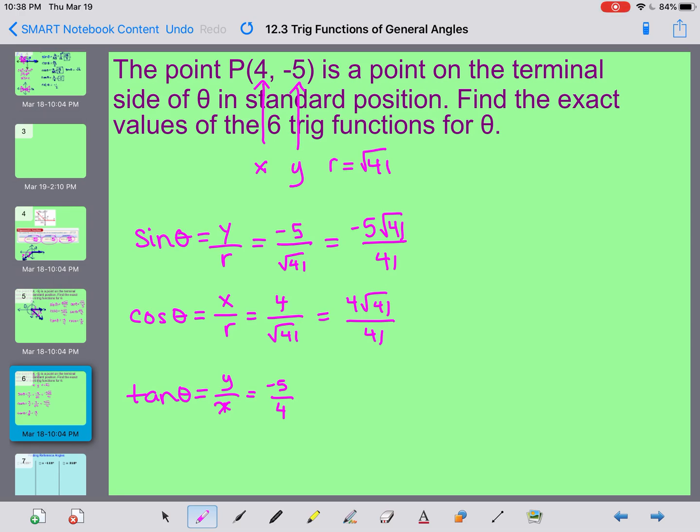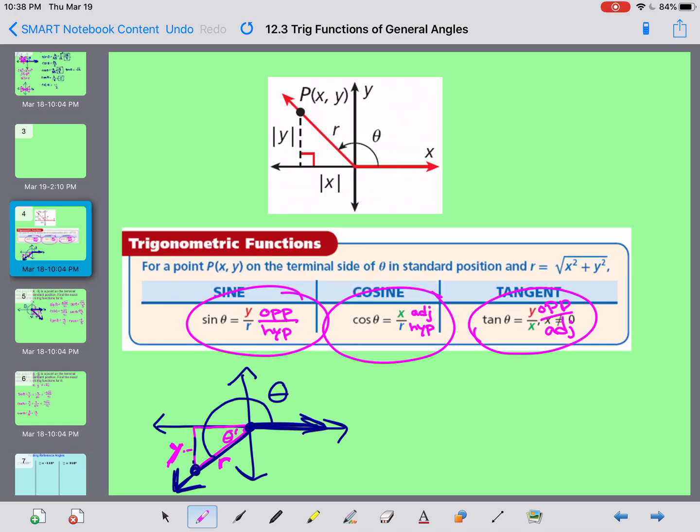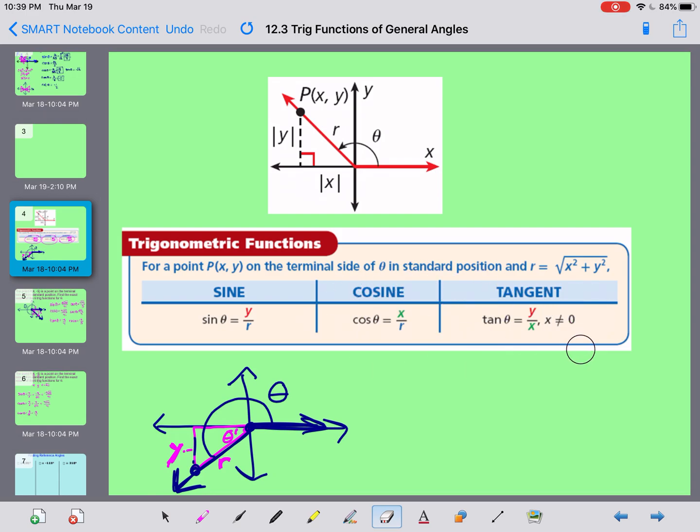We will end up memorizing these anyway, these rules that we just did. Sine is y over r, cosine is x over r, tangent is y over x. We will memorize that because it's going to show up big time in the next section.